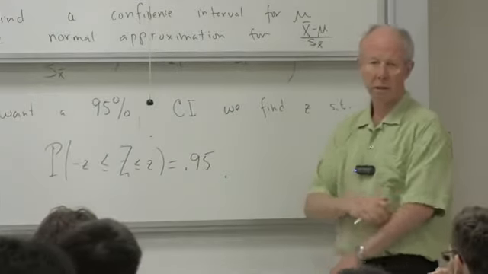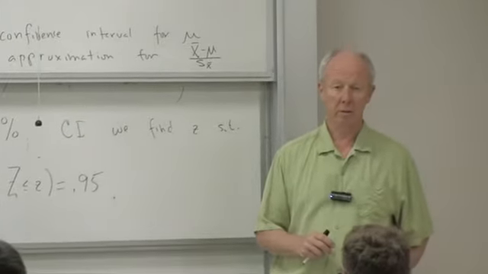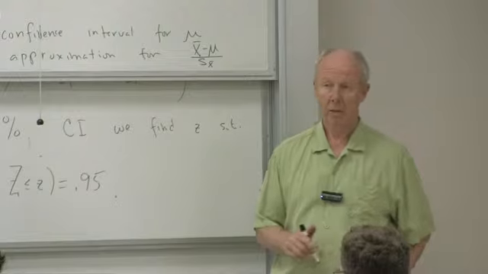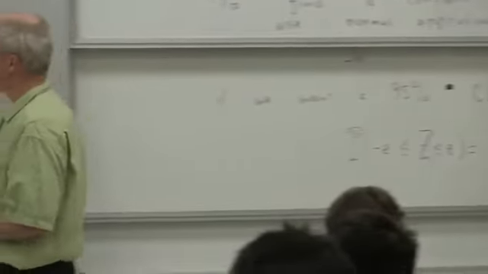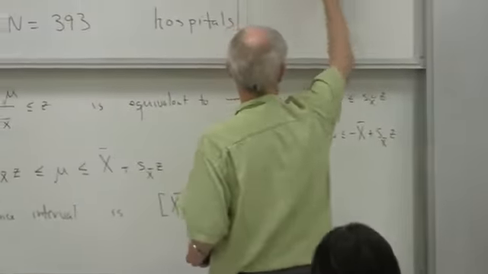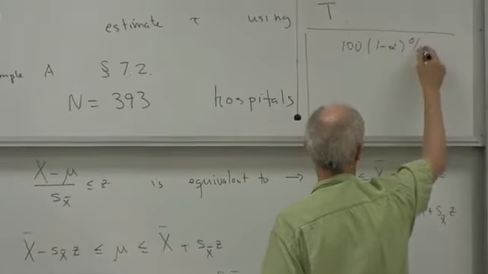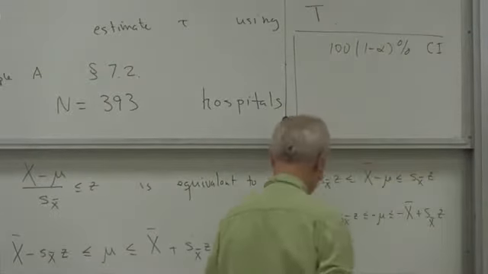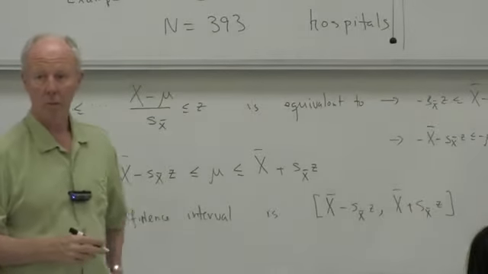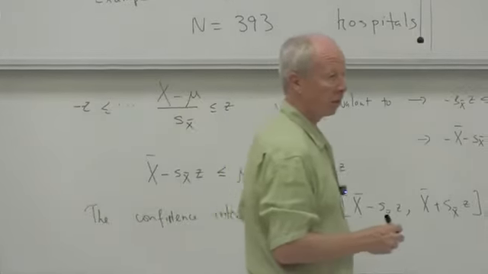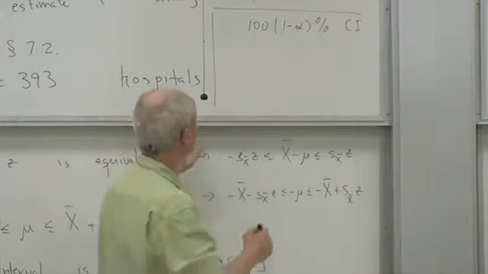Now in the book, he uses a notation, a convention I think is a little confusing. He calls these things 100 times 1 minus alpha percent confidence intervals. He uses alpha in this way. So for a 95% confidence interval, what would alpha have to be? 0.05.